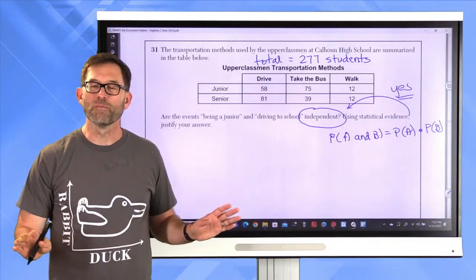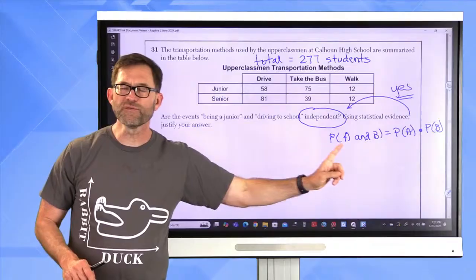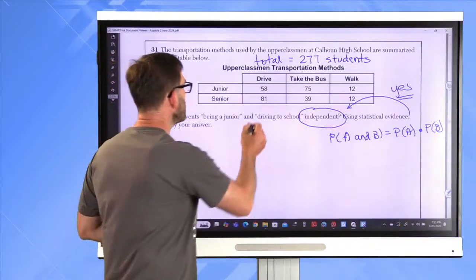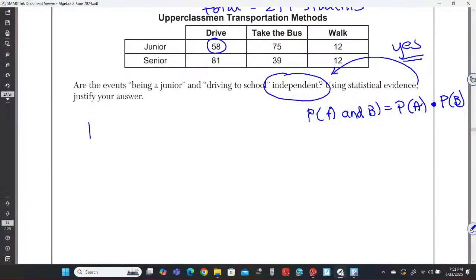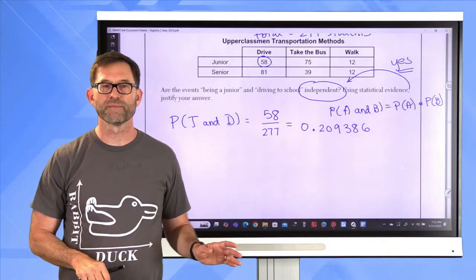All right, so let's figure some things out. Being a junior and driving to school. So let's first figure out the probability that one is a junior and drives to school, right? That's right here. So the probability of being a junior and driving to school is 58 out of 277, and I'm going to give some decimals there so that we have them. So that is 0.209386, and I'm going to give a lot of decimals.